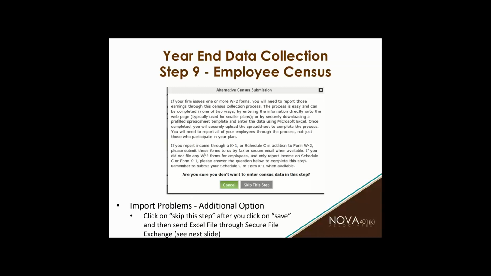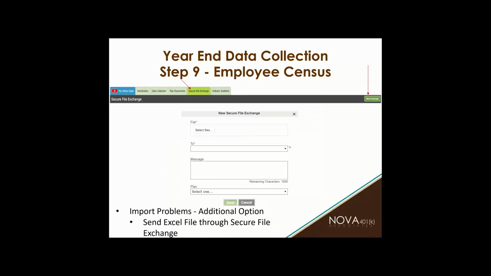And then what you would want to do is send that census data directly to your account manager through the secure file exchange, okay? So I've been talking about this and this is what it actually looks like. Once you're logged in to your Plan Sponsor Link web portal, the My Active Tasks is where you've been working from for the data collection project. Secure File Exchange tab, this is where you would want to go. Click on New Exchange. Find your file, find your NOVA account manager name. There's a drop down with all of our names.